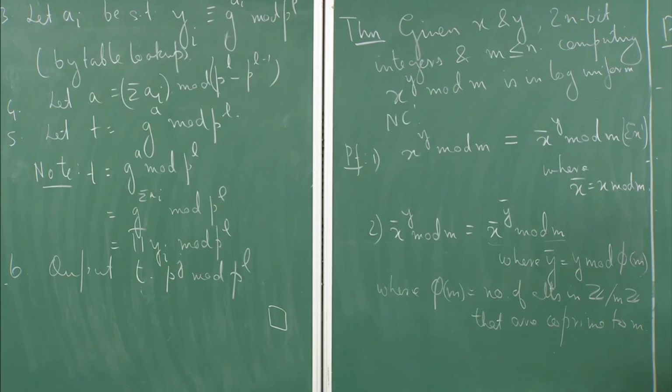Y bar is still of the order of n? No. Yeah, it is actually less than n. Yes, y bar is less than n. So it has log n bits only now. Y had n bits. So y bar is at most phi m, which is at most m, which is at most n.